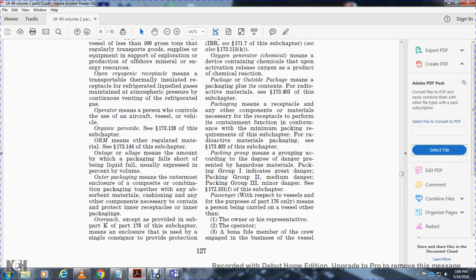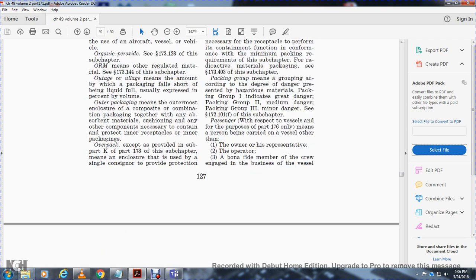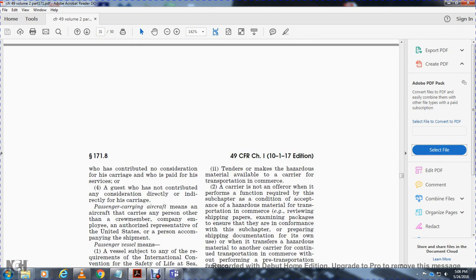Passenger, with respect to a vessel, for the purposes of part 176, means any person being carried on the vessel other than the owner or his representative, the master, and a bona fide member of the crew engaged in the business of the vessel who has contributed no consideration for carriage, and who is paid for services, or a guest who has not contributed any consideration directly or indirectly for his carriage.